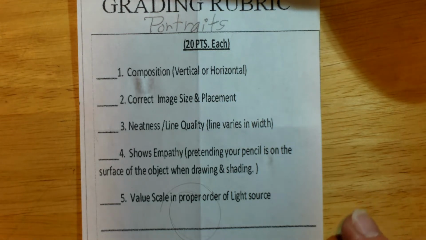Neatness for line quality. When you take your time, your line quality will change, and your pressure will change, your values will change. Empathy, pretending that your tool is on the surface of your object. That includes when you're shading as well. There's not one straight line in anything made by nature, animals, plants, or people. So when you go to shade, pretend that your pencil's on the surface of your face.